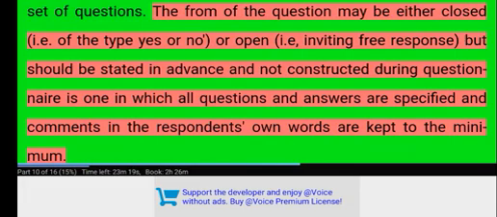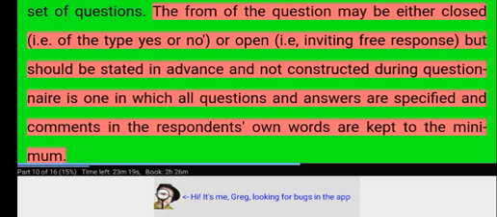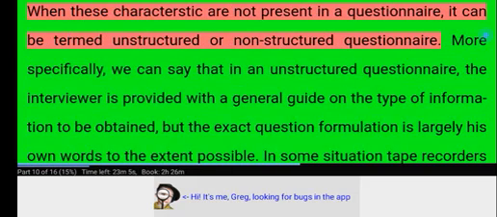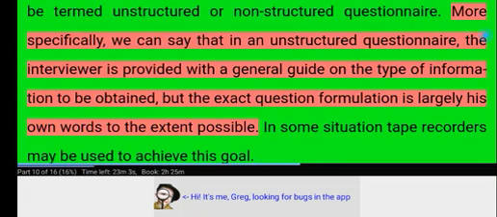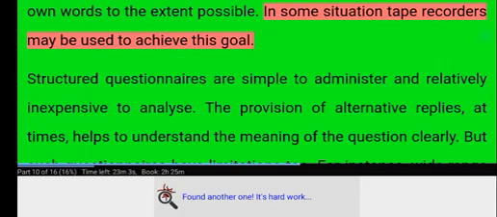but should be stated in advance and not constructed during questioning. A structured questionnaire is one in which all questions and answers are specified and comments in the respondents' own words are kept to the minimum. When these characteristics are not present in a questionnaire, it can be termed an unstructured or non-structured questionnaire. More specifically, we can say that in an unstructured questionnaire, the interviewer is provided with a general guide on the type of information to be obtained, but the exact question formulation is largely in his own words to the extent possible. In some situations tape recorders may be used to achieve this goal.